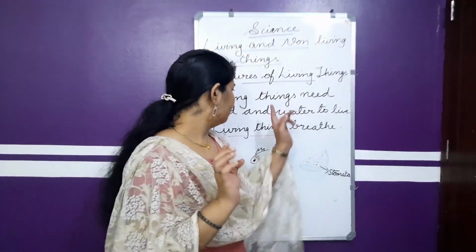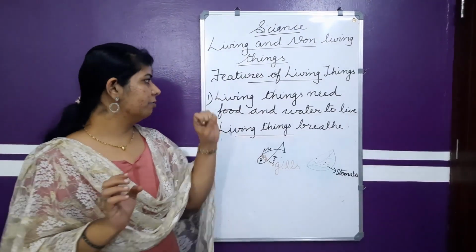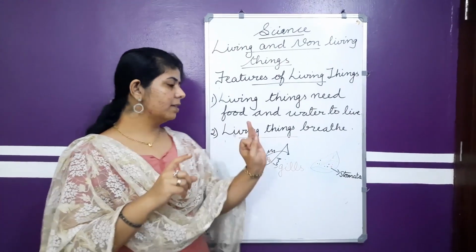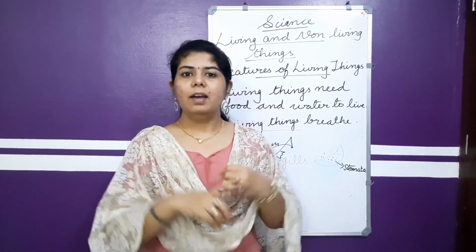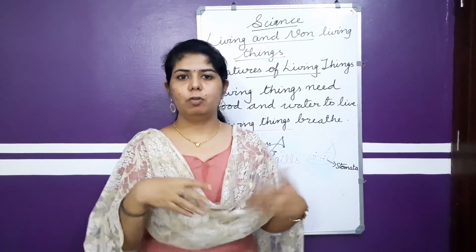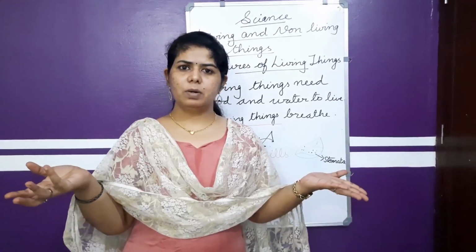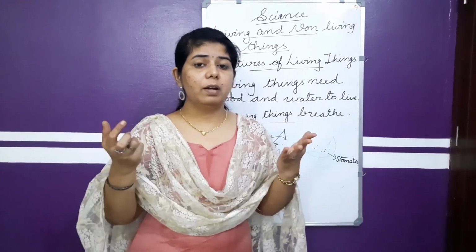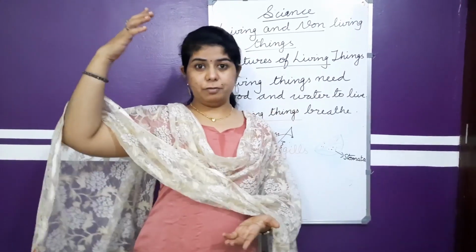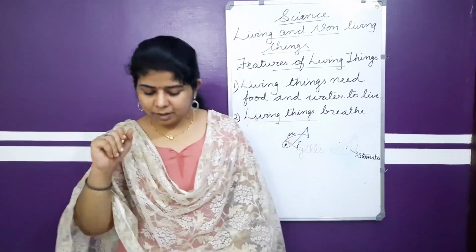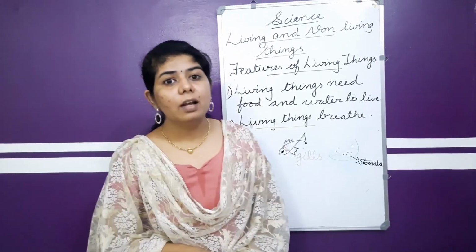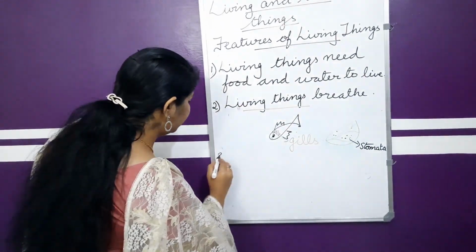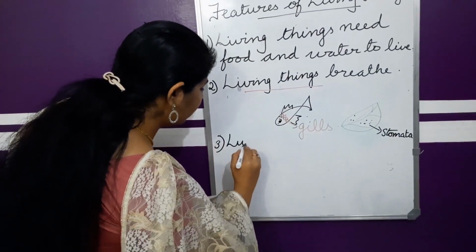Clear? So that is about the second feature. The first one is that living things need food and water to live. The next one is that living things breathe. Again, after having food and water, what will happen to us? Why do we have food and all? We have to get energy and also for us to grow. So the third one, living things grow. That's the third feature of living things.